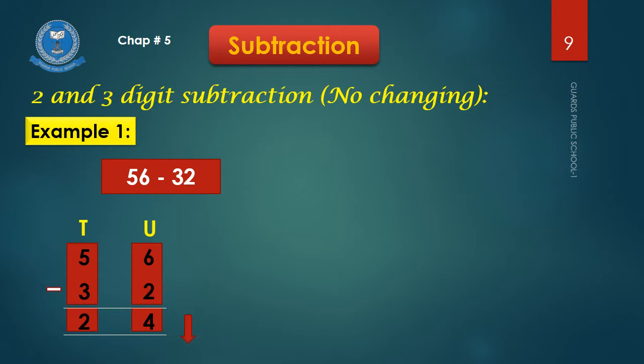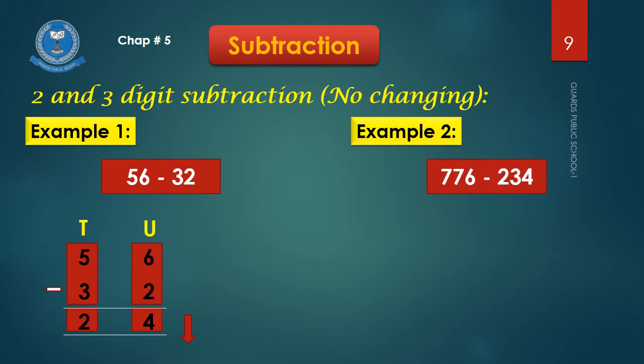Now, let's move to our second example. In this example, we take 3-digit numbers like 776 and 234. Students, first we write the numbers according to the place value. Then we subtract the unit column numbers, that is 6 and 4. If we subtract 4 from 6, we get number 2.